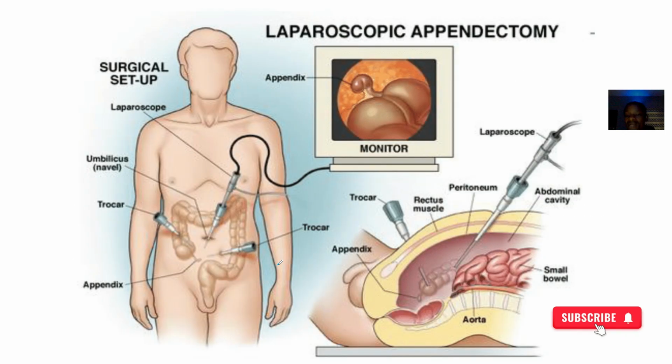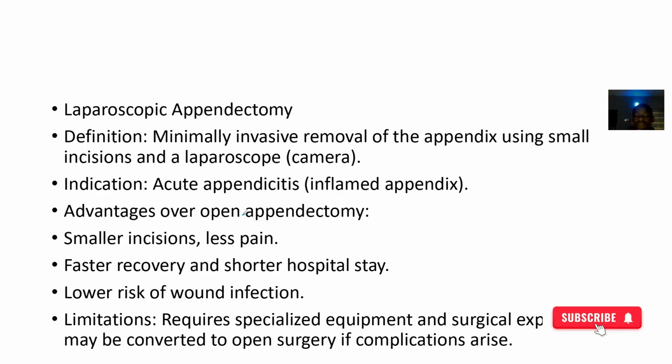The laparoscopic appendectomy. Here, I'm doing an appendix surgery, and I'm just opening little holes where I'm able to put the scope. It's through these holes that I'm able to do the surgery. It's a minimally invasive removal of the appendix using small incisions and a laparoscope. It's mainly used in treating acute appendicitis. You have small incisions that heal faster, shorter hospital stays, and a lower risk of infections in those wounds.